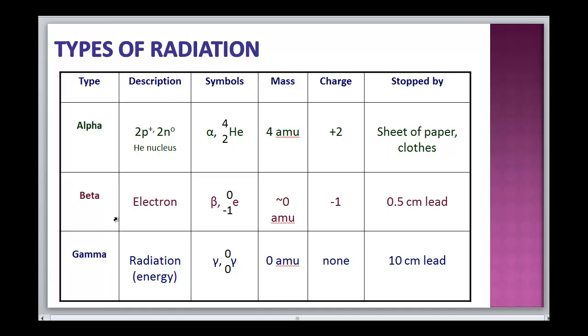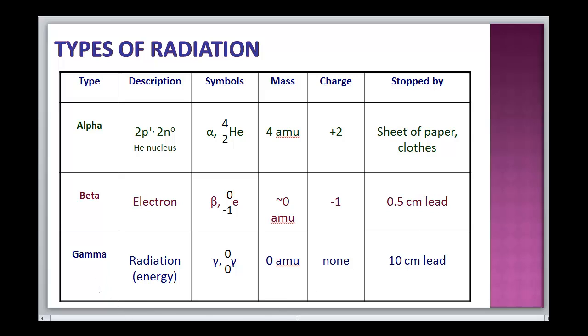Then we go into beta decay, which is the emission of an electron. The symbol is this B with this little tail that comes down. You virtually have no AMU. I mean, an electron is very, very, very light. We just consider it as 0 for our purposes in this class. It's a negative charge, and you can stop this with a very thin sheet of lead.